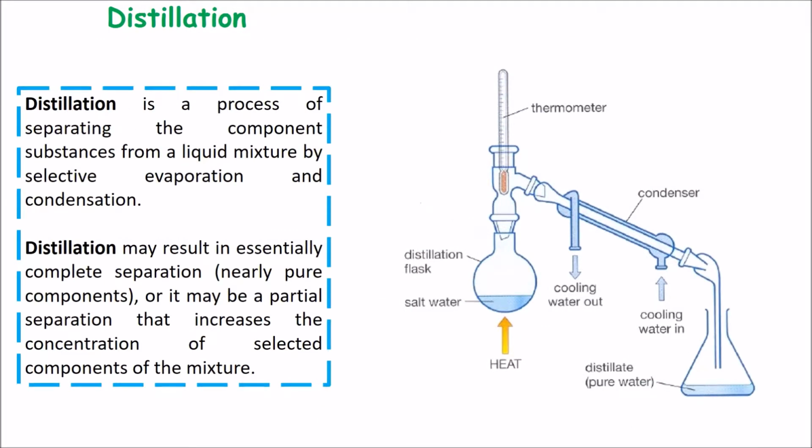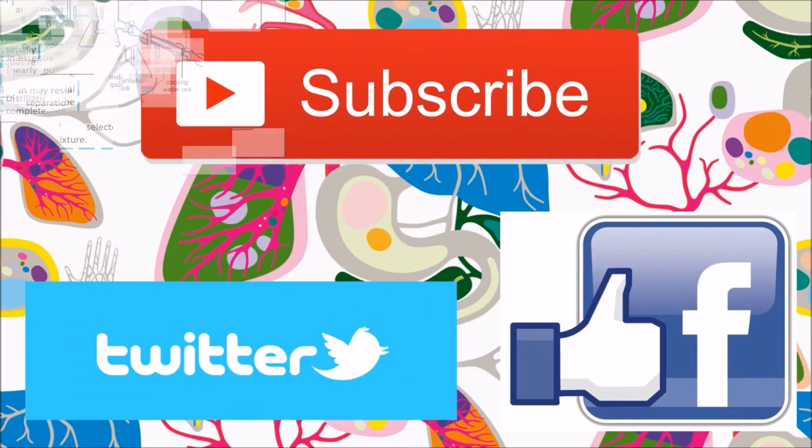Distillation is a process of separating component substances by evaporation and condensation. So you may be asked to describe an experiment using it. So a distillation experiment would involve heating water in a round bottom flask. That would evaporate. It would be cooled down using the condenser, and pure water could be collected at the end.